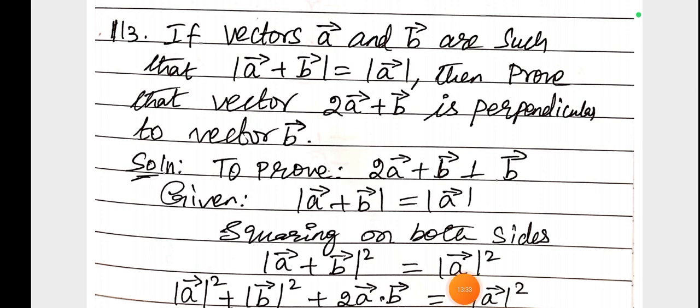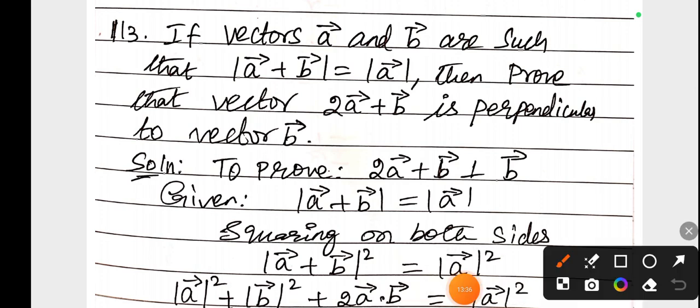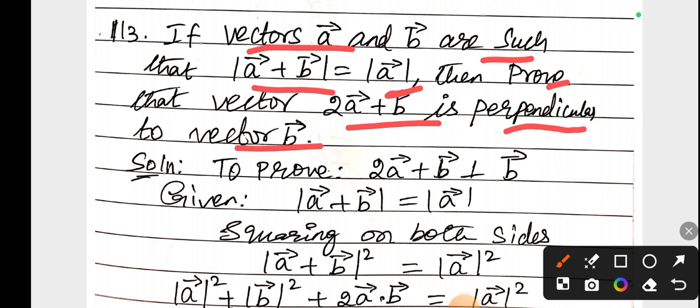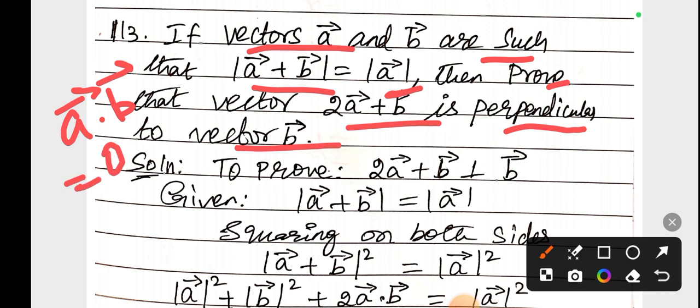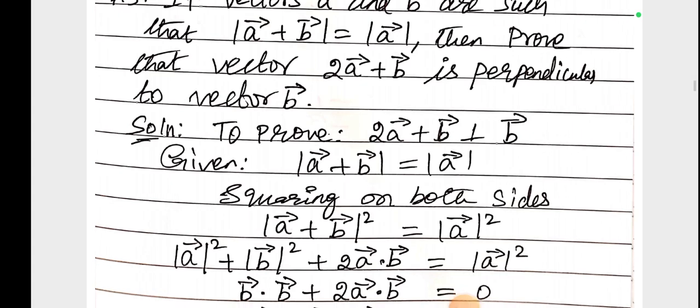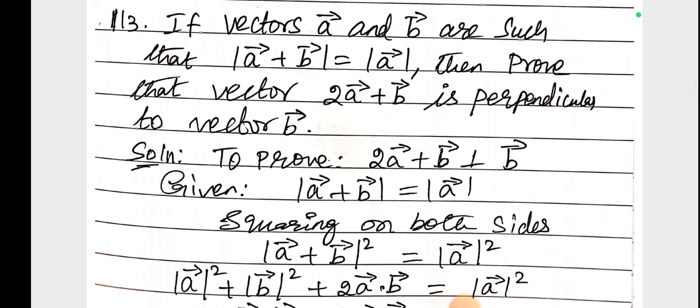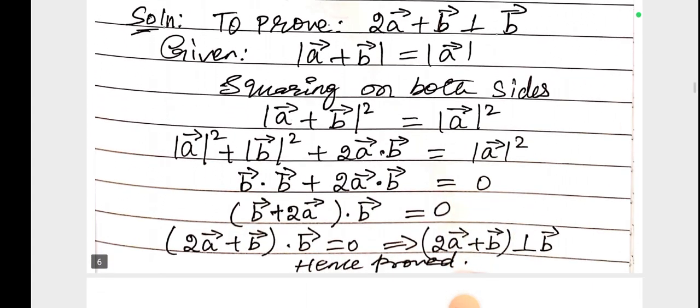Then going to the 113th question. If the vectors a vector and b vector are such that magnitude of a plus b equals magnitude of a vector, we have to prove that 2a vector plus b vector is perpendicular to the vector b. What is perpendicular? If perpendicular, then you have to equate the dot product with 0. We'll see. We are going to prove 2a vector plus b vector is perpendicular to b, given magnitude of a plus b equals magnitude of a.